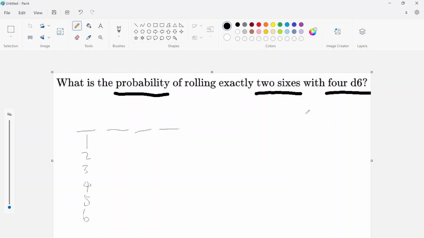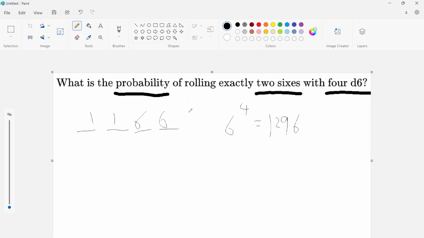And well, the total number of possible combinations of four dice is just 6 to the 4th, which is, I think, 1296, if I'm correct. So we can start sort of listing out possibilities. For example, we can start with 1111, which obviously doesn't satisfy the criteria of rolling two sixes. So instead, we can do 1166.